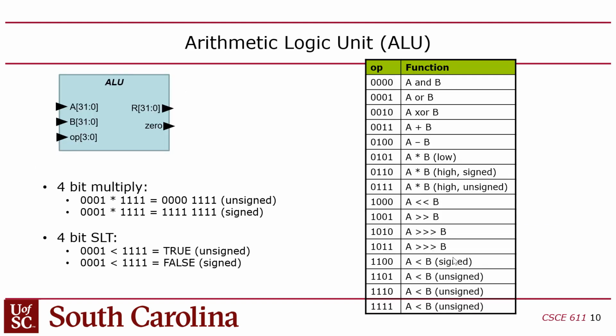Okay. Then we're going to give you this arithmetic logic unit that is capable, I think, of like 13 operations, but there's 16 opcodes. So some of these opcodes are redundant. Like, for example, 1101, 1110, and 1111 all do the same thing. A less than B unsigned, right? They're all the same. Same thing here. 1010 and 1011 are both a right arithmetic shift.